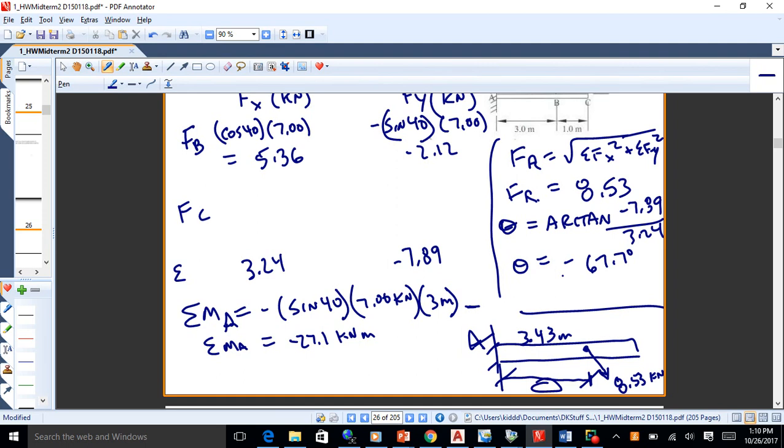Any questions on that one? Coming up with that. And did you do that again for the other 4 kilonewtons? No, the 8.53 is the total. So what we're doing is finding the location where we could put the resultant so that it'll cause that moment that we got, the clockwise 27.1.